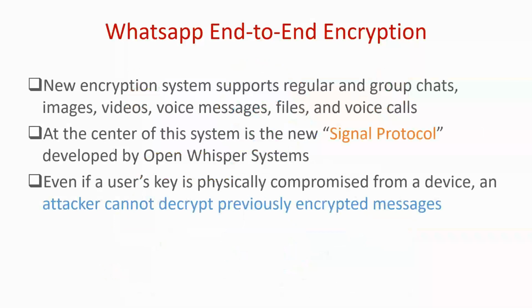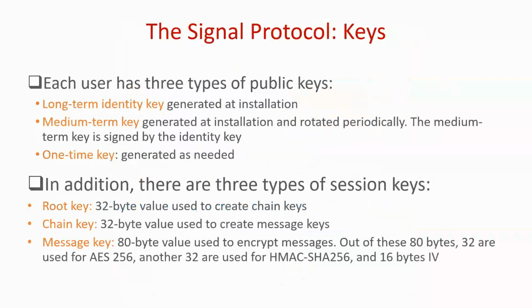The details of the protocol are called the Signal protocol, proposed by a company called OpenWhisper Systems. One of the main features it wanted to support is that even if a user's key is physically compromised, the attacker cannot decrypt previously encrypted messages. This is called forward secrecy, meaning that all the messages that you have sent before are protected.